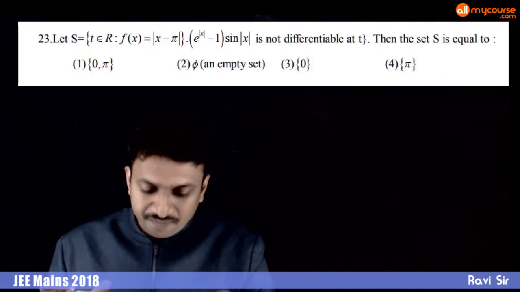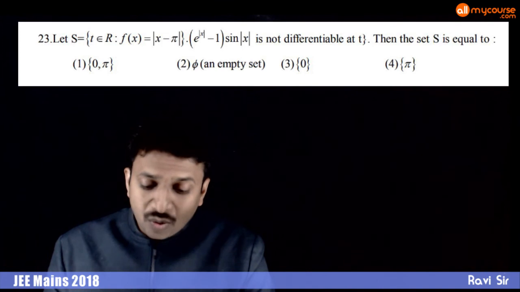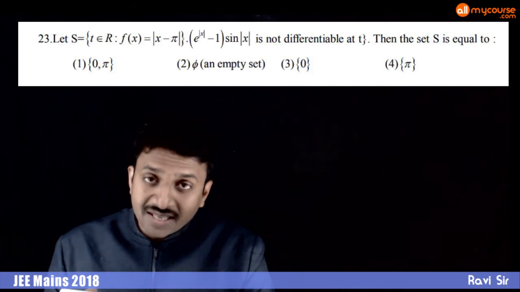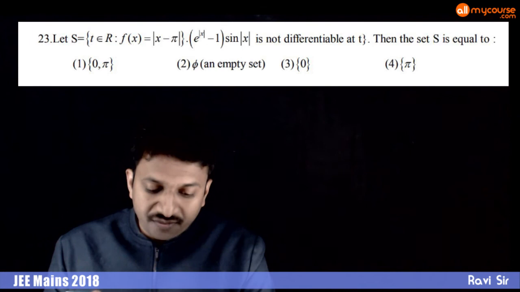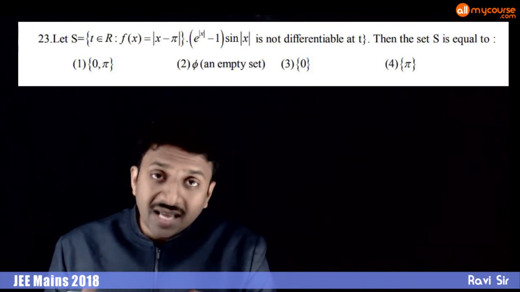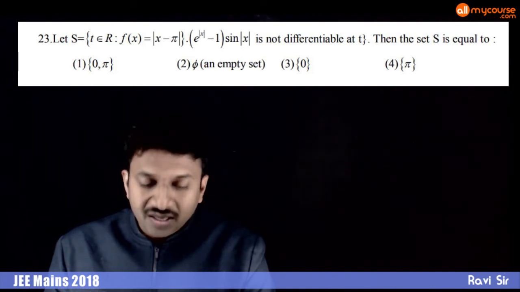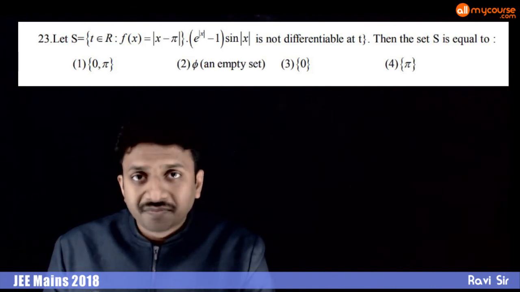Question number 23. S is equal to the set containing t which belongs to R such that f(x) = |x − 5| · e^(|x|) · sin|x| is not differentiable at t. S contains how many values?